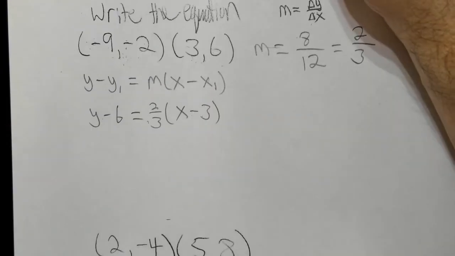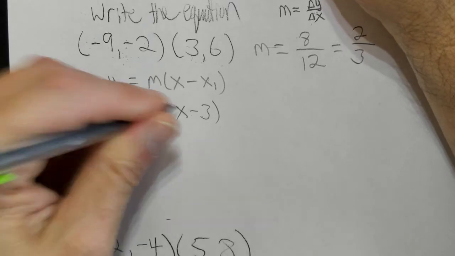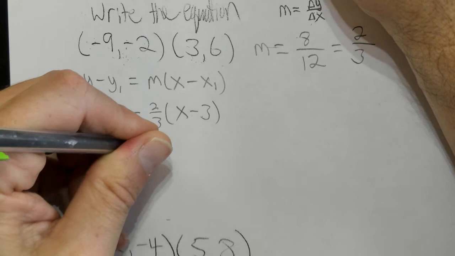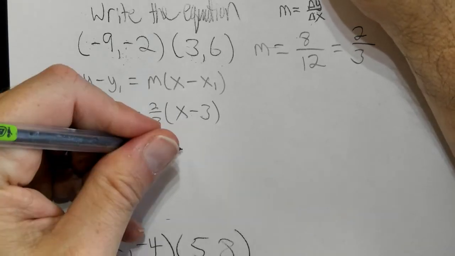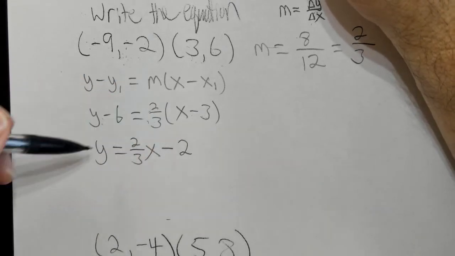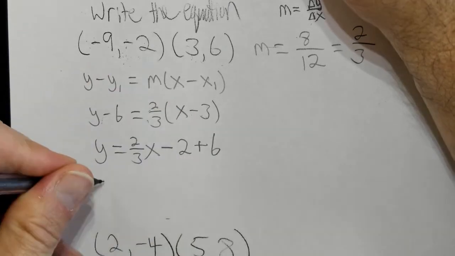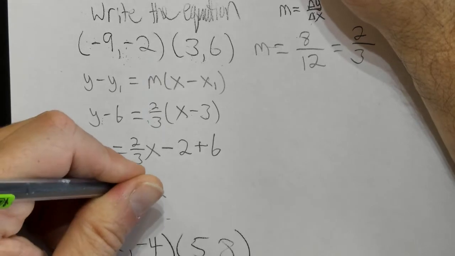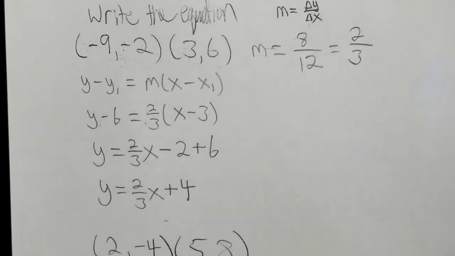So now I've got 2 steps to rearrange this thing. I'll move the 6 over, y equals, and I'll distribute at the same time. 2 over 3x minus, now here the 3's would cancel and leave me with the 2 on top. Now don't forget, you're moving a 6 over, so I need plus 6. Don't forget about that step. And we got y equals 2/3 x plus 4, and then that is the equation of the line.